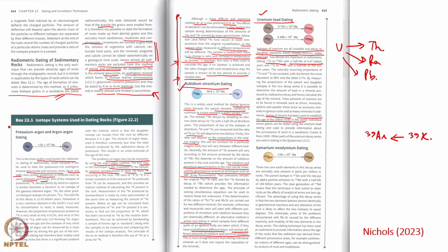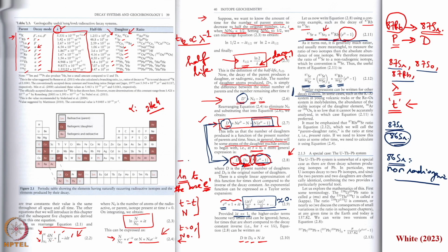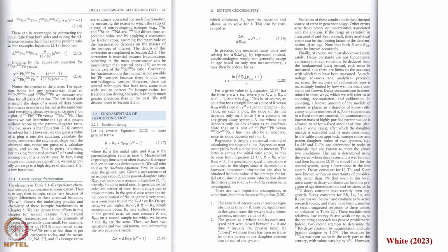This equation can be written in a more general form as R equals R0 plus Rp/D times e to the power lambda T minus 1, where R0 is the initial ratio and Rp/D is the parent daughter ratio at time t. This equation is known as the isochron equation.